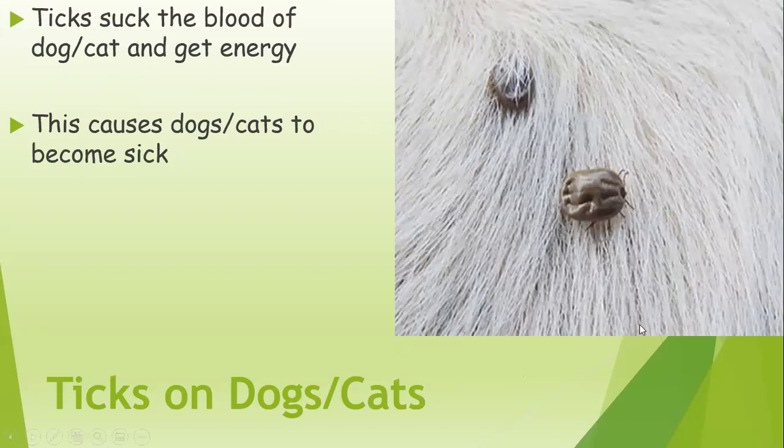Now these small organisms here are called ticks. They are like parasites. Okay, they stick themselves on the skin of the dog or cat.